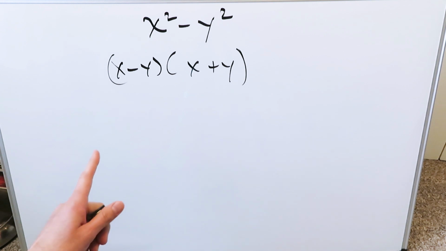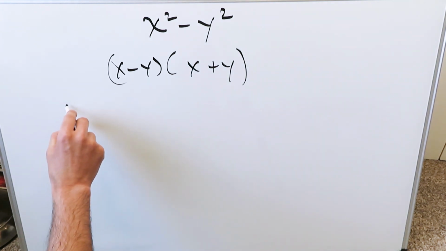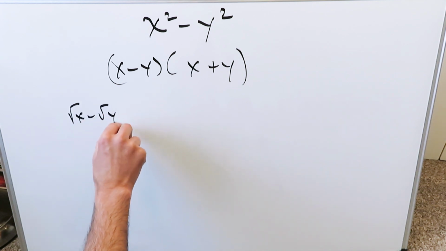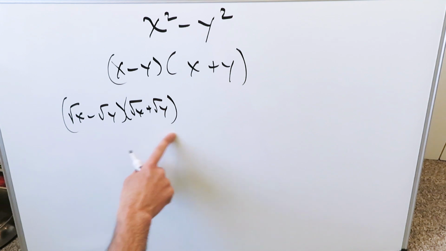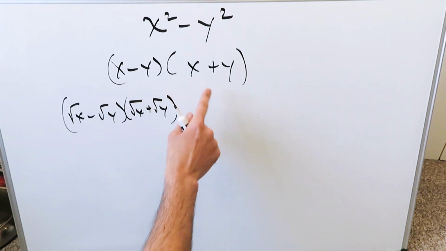How can we factor it? This x minus y is easy. The x plus y is hard. You know what you will bring over here. It will be root x minus root y times root x plus root y, and that's done. Multiply this, you get that. This is what we have to do.